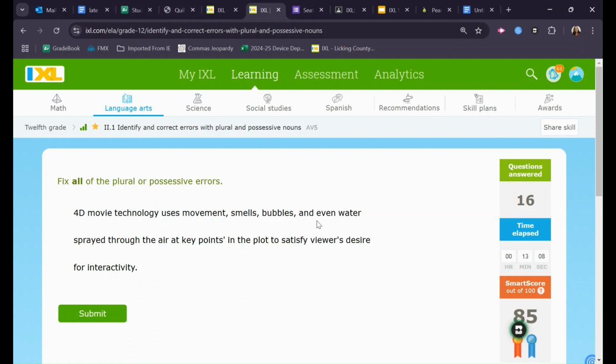Okay, so I'm just going through here pretty quickly, but I'm looking at the word key points. Okay, is it plural? Yep, multiple points. Is it possessive? Not a bit of it. So let's just make it plain plural.